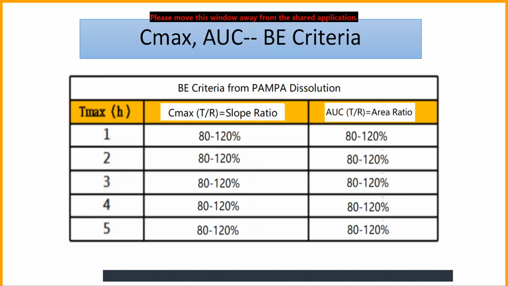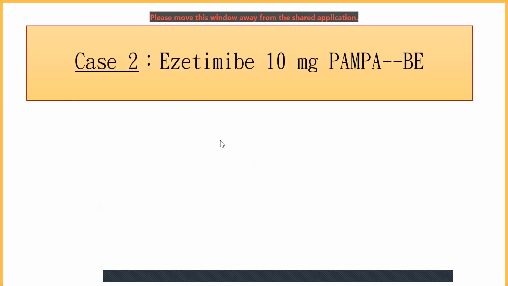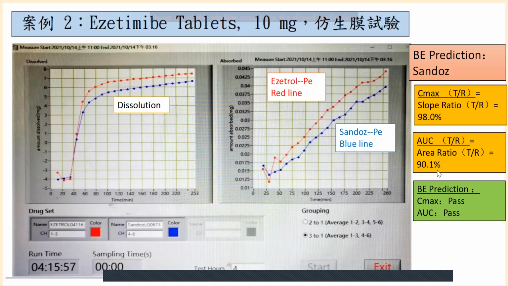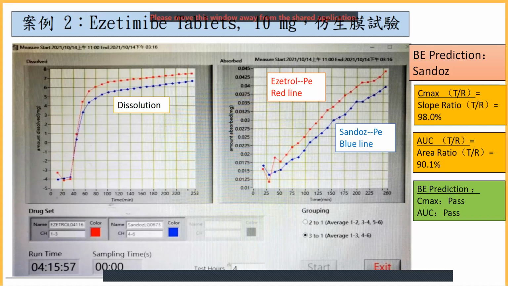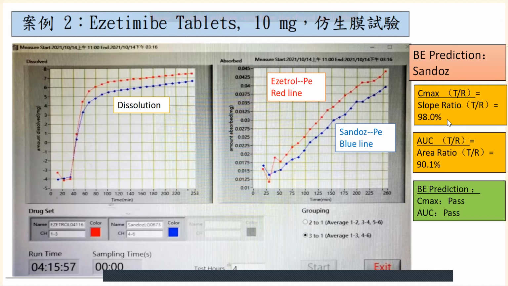Okay, so let's look at this second case example. It is ezetimibe 10 milligram, PAMPA BE. Let's check it out. From this outcome, you can see the left side dissolution, right side permeation. Especially from the right side permeation, you can tell the red one is the RLD, and the blue one is Sandoz. Just by looking by eye, the slopes are pretty close from Sandoz to Ezetrol. Actually, after doing the calculation, we come up with about 98%.